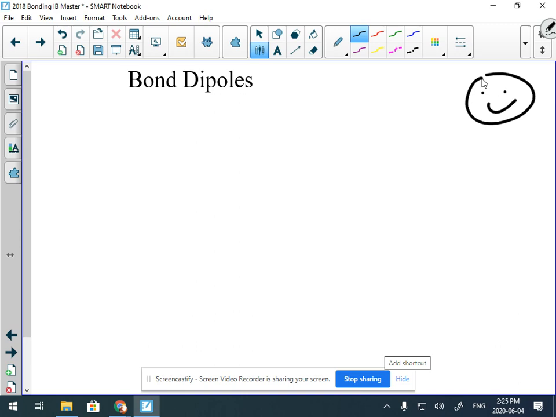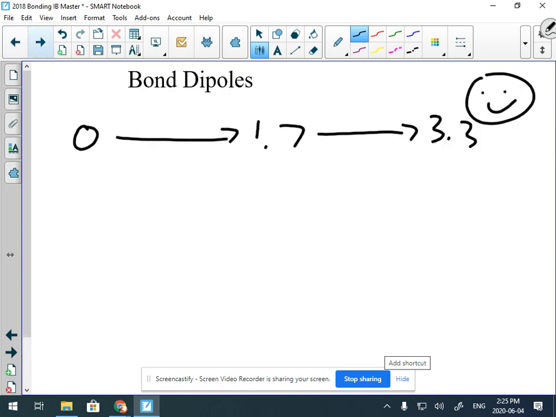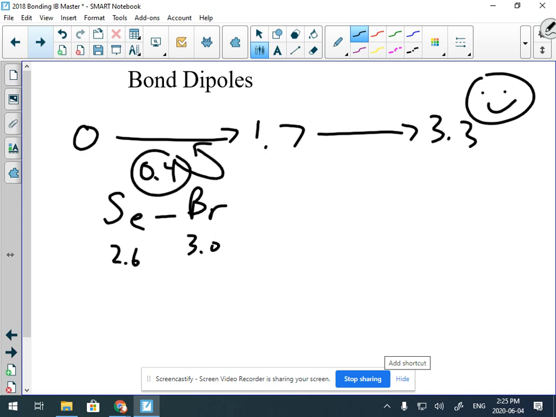What the heck is bond dipoles? All right, so yesterday we talked about this scale at the very end. Was it 3.3? I forget. I don't have these memorized. Sure, 3.3. When elements are compared in a bond, they're connected to each other. Say you have selenium and bromine connected to each other. You check out their electronegativity and find the difference. So these two have a difference of 0.4, so that means this is polar.